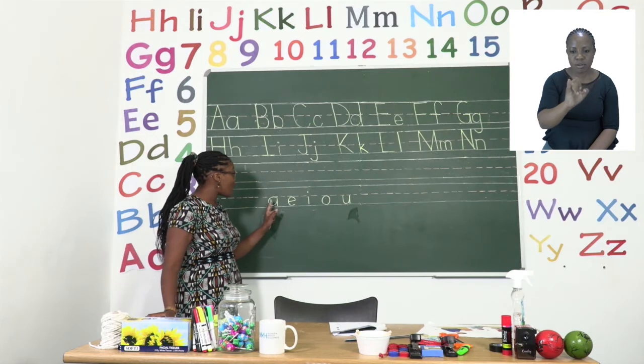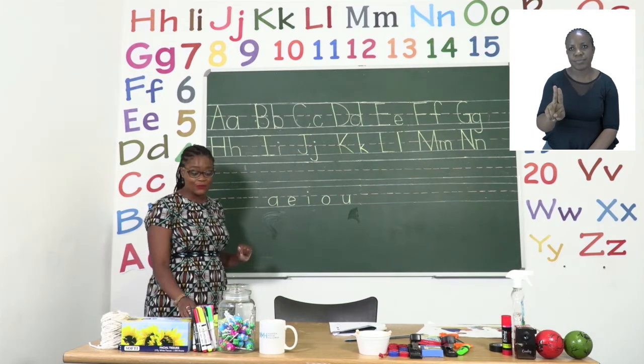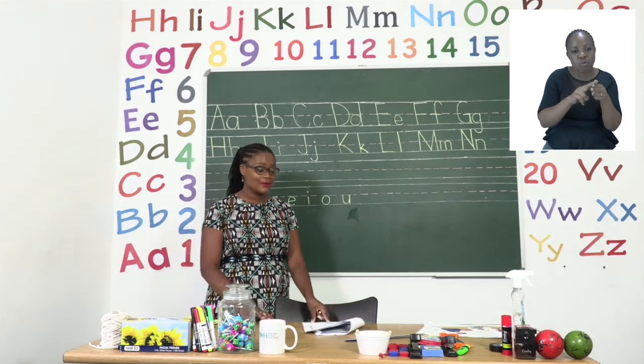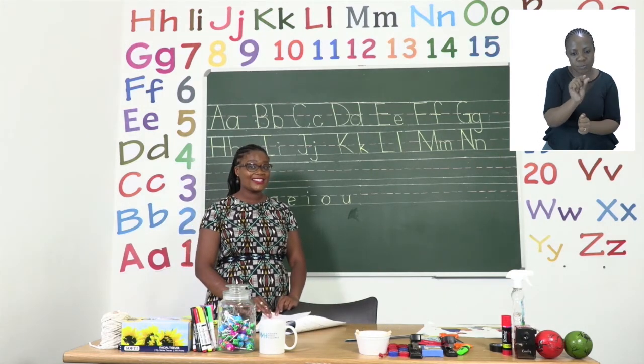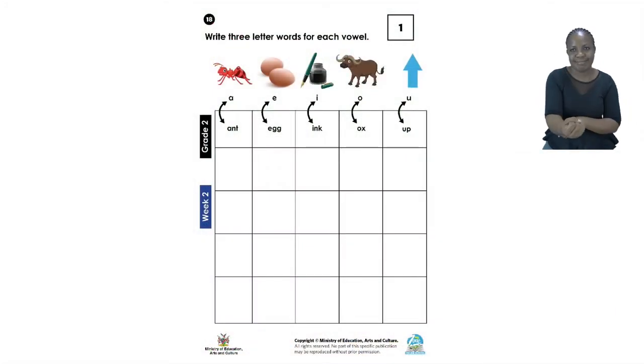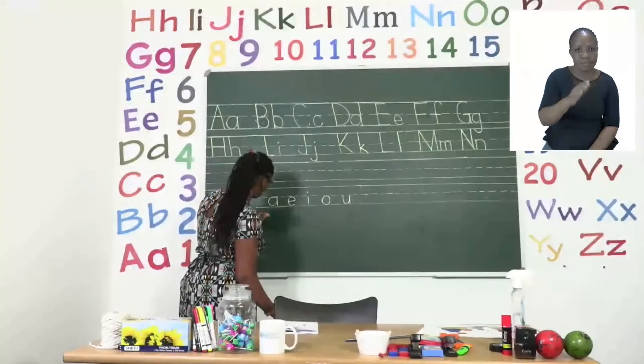I'm going to try and do the first one for you. On your page, you have the vowels. They have given you examples on your page. Now, on your page, you have the first one, ant. That is your example. Our example, which we will put on the board, is the word and.